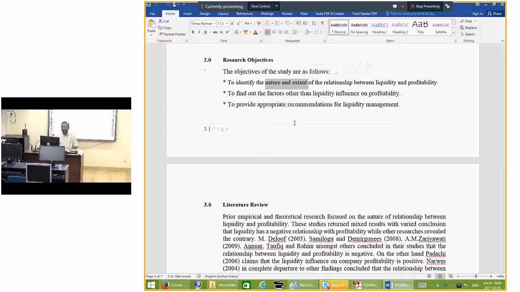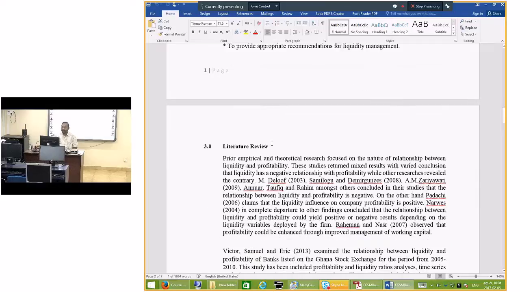No one can do it. You can do the research work very simply within your framework. Your framework is liquidity and profitability. That's all. Therefore, delete this. The other recommendation is not an objective. Therefore, that one also you have to delete. Your three objectives are: one is to identify the liquidity, second is to identify the profitability, third is to identify the relationship between liquidity and profitability. Very simple. Okay, sir.